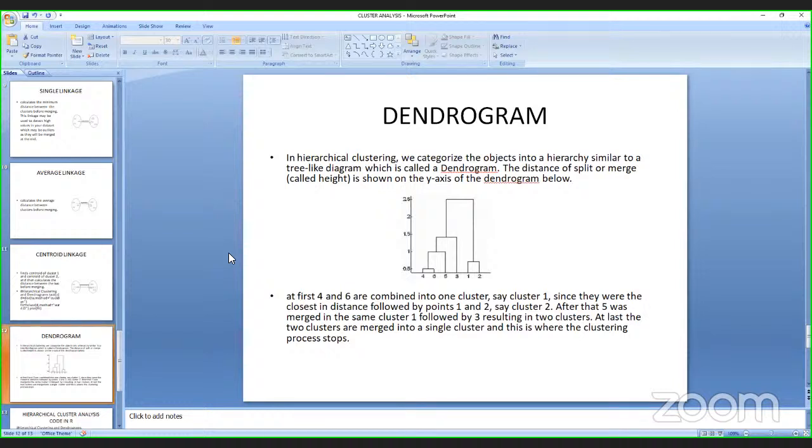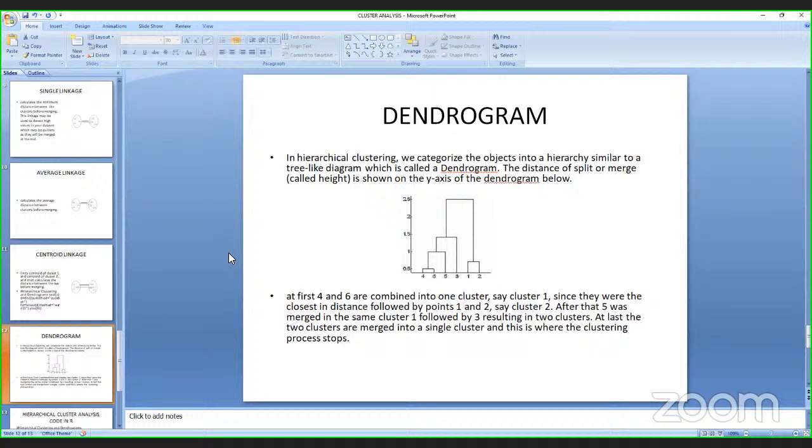And this dendrogram is very important in cluster analysis. In hierarchical clustering, we categorize the objects into a hierarchy similar to a tree-like diagram, which is called a dendrogram. The distance of split or merge, called height, is shown on the y-axis of the dendrogram below. So the y-axis shows the distance of the split or merge.